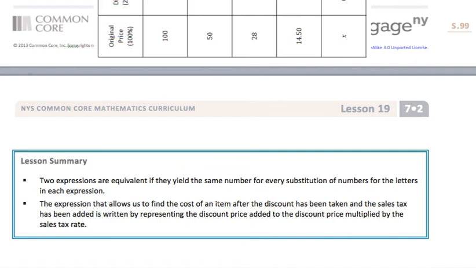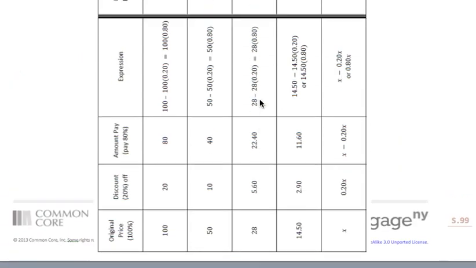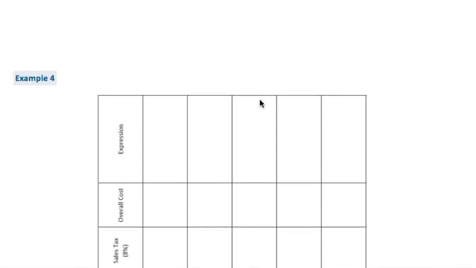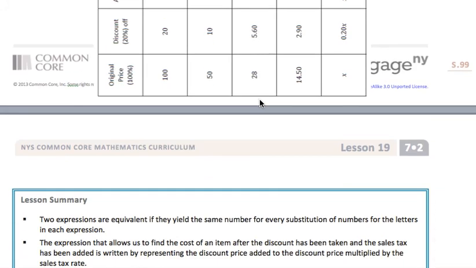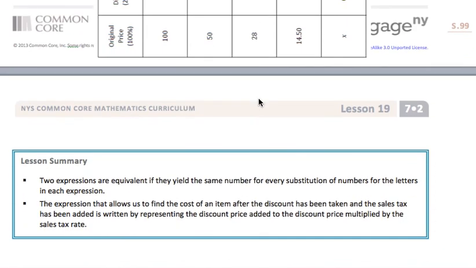So if you'll complete then the final table, or example 4, using the same guidelines and the problem set, you'll be able to practice the skill on your own. In summary, two expressions are equivalent if they yield or give you the same number for every substitution of numbers for the letters in each expression.